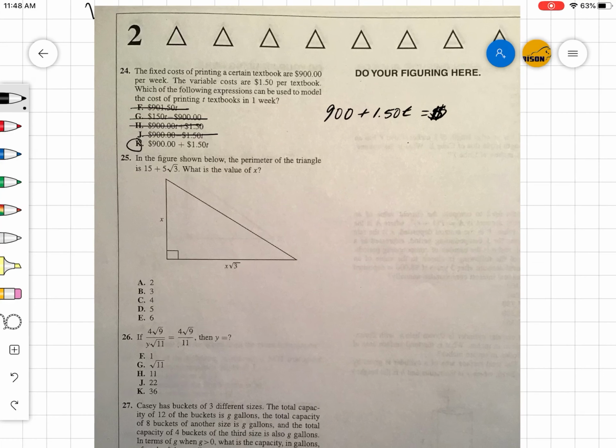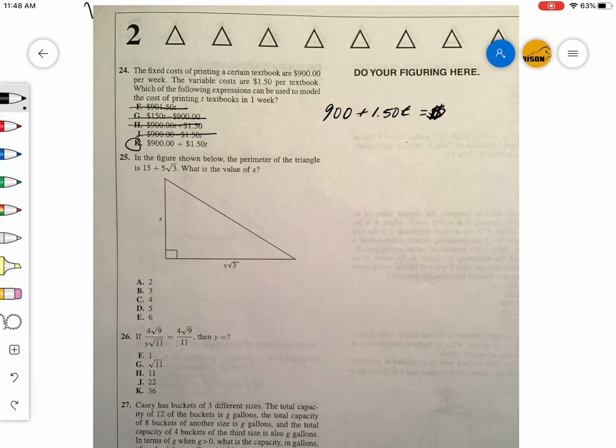Okay. 25. In the figure below, the perimeter of the triangle is 15 plus 5 square root of 3. All right, what is the value of x? Okay, so basically, perimeter would be all of the sides added together, and we don't know the hypotenuse of this. So I'm going to go out on a limb, and I'm going to make an assumption and say that 5 is probably our best option to try first.